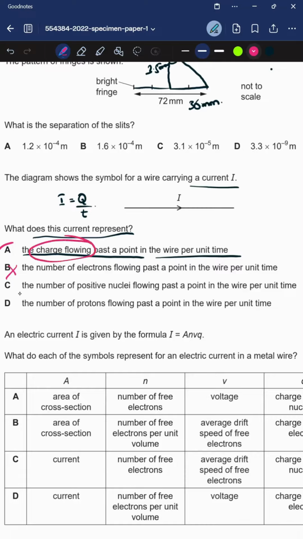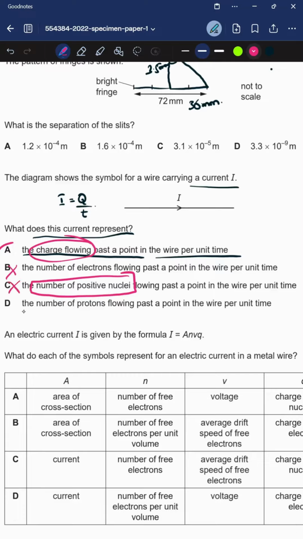For option C, they're saying the number of positive nuclei flowing past a point in the wire per unit time. Again, we are not concerned with the positive nuclei. We are only concerned about the charge, and charge could be negative or positive, right? And current is the flow of negatively charged electrons, right? So again, this cannot be an option.